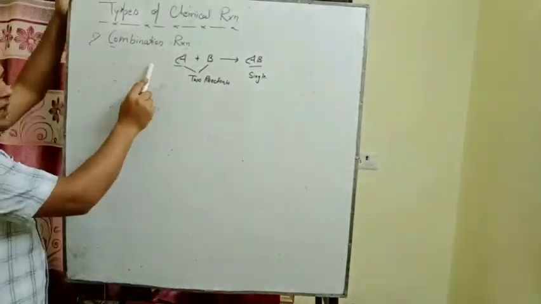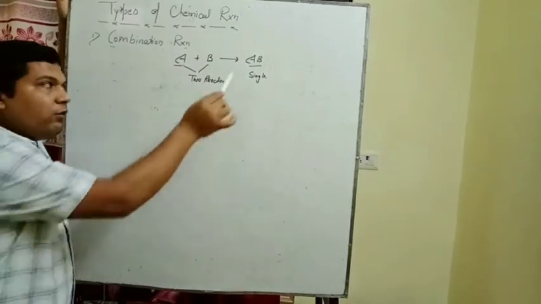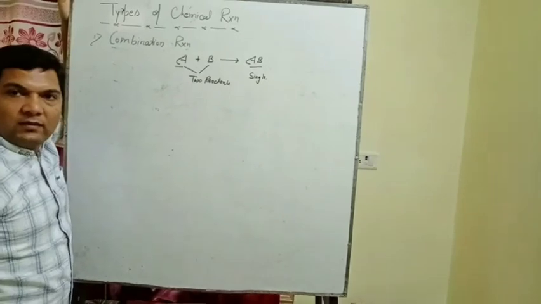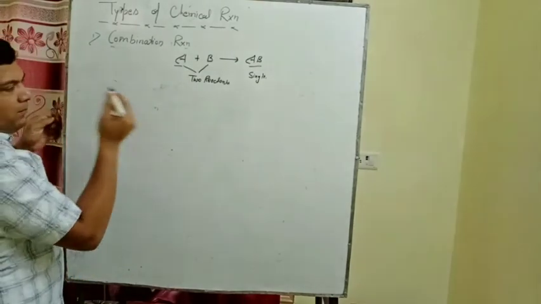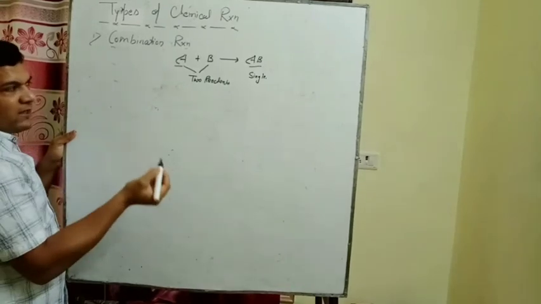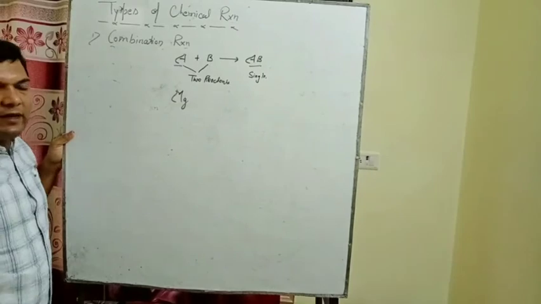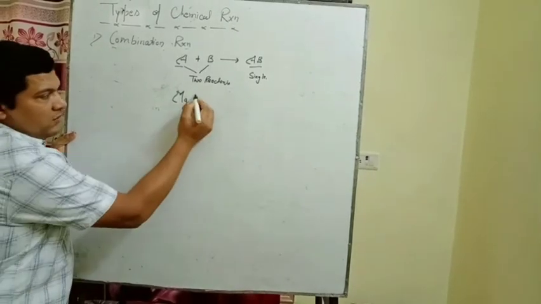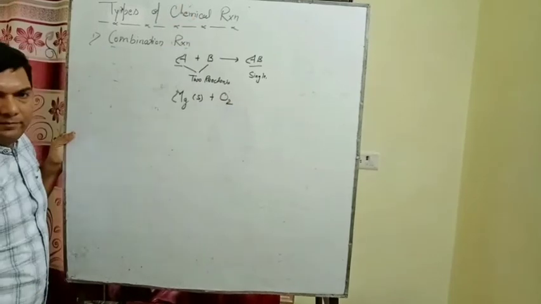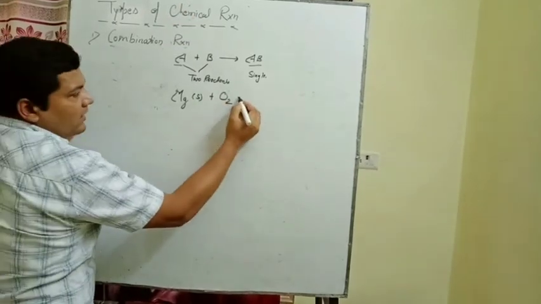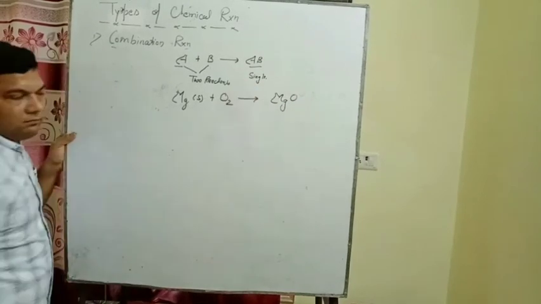So this reaction, where two or more than two substances combine to form a single substance, is called a combination reaction. Suppose I take an example. In the previous video I explained the magnesium ribbon, which we represent with the symbol Mg, solid. When it is burned in the presence of oxygen, it forms a substance called magnesium oxide.